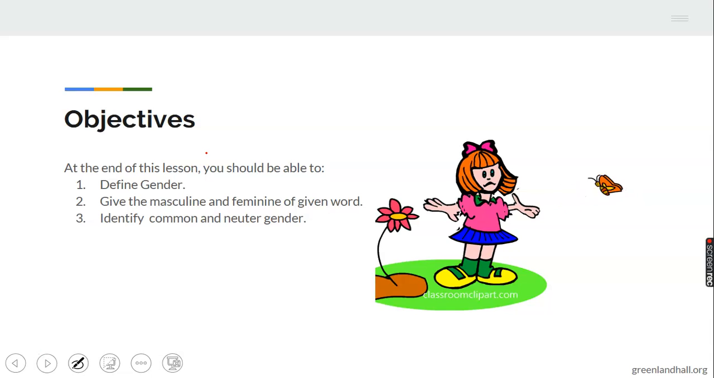What should you know at the end of this lesson? You should be able to define gender, give the masculine and feminine of given words, and identify common and neutral gender.